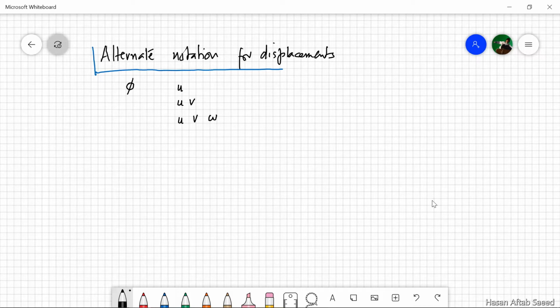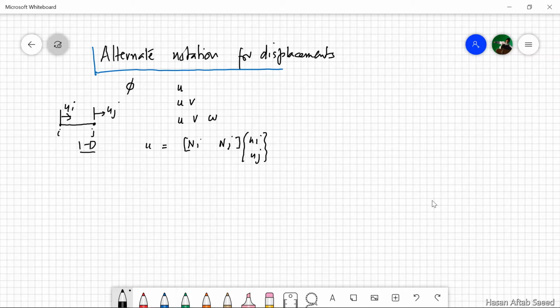Now, when we talk about 1D problems, u will then take the form ni, nj, ui, uj. These are the nodal displacements. Now there are two nodes i and j, and each node has just one degree of freedom.